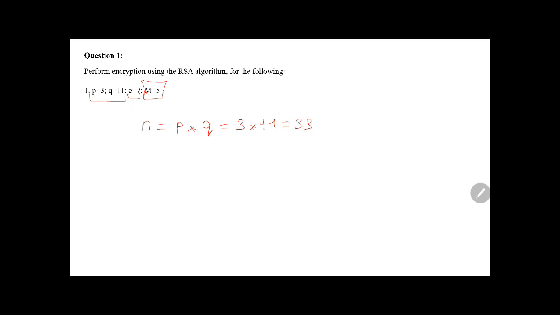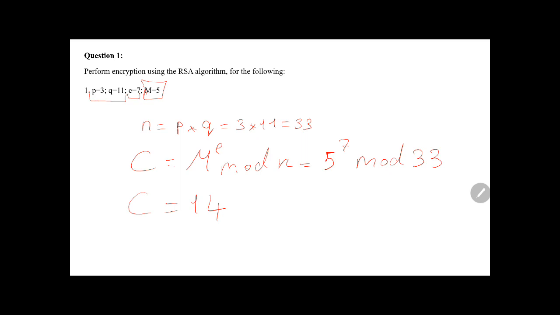The next step is to do the actual encryption. So the RSA encryption is done as follows. To get the C, which is our ciphertext, we do M power E modulus N. So in our case here, C is equal to 5 power 7. 5 is our message and 7 is our E, M power E, modulus N, which is 33. Okay, so here C is equal to 14.